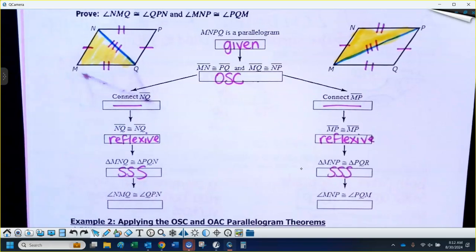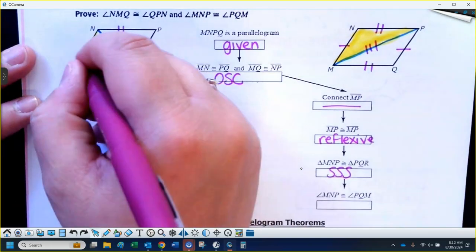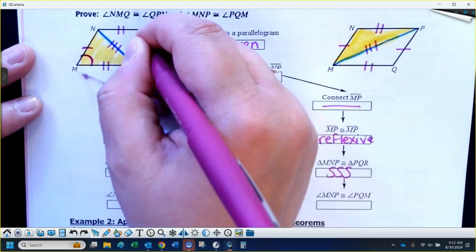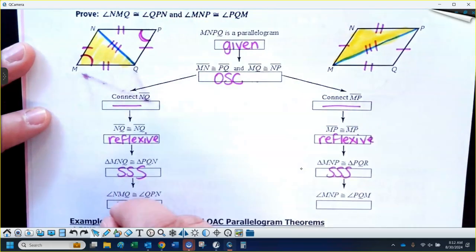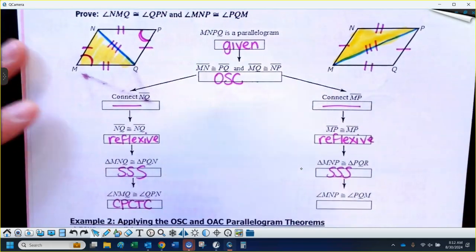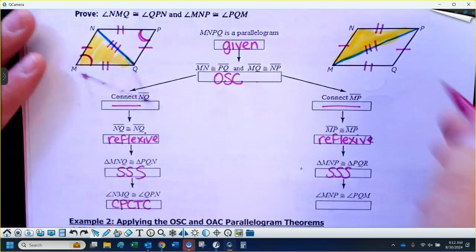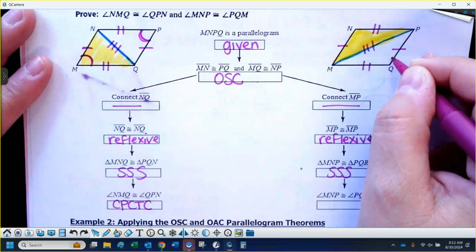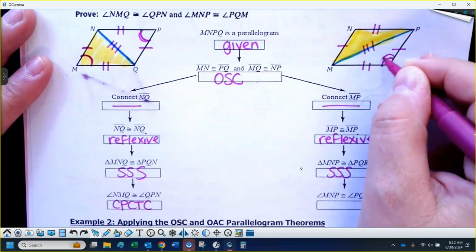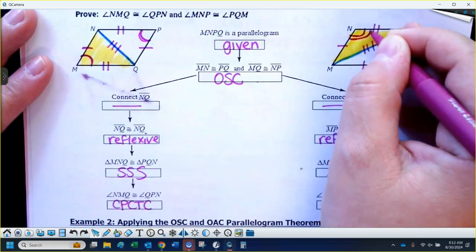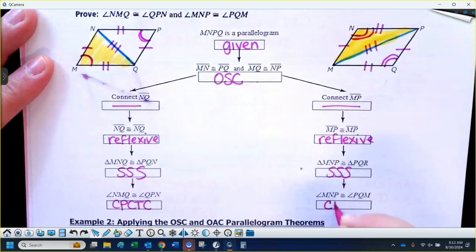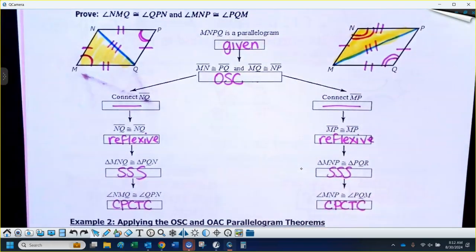And then because of that, what I'm going to get, my opposite angles. So what is this? NMQ. In this triangle, they're talking about this angle and this angle. And that's just your corresponding parts of congruent triangles have to be congruent. Those angles will correspond to each other. Same argument, but different picture over here. This angle and this angle is what they're talking about. So again, corresponding parts, congruent triangles, congruent. And then we have this theorem we can work with as well.